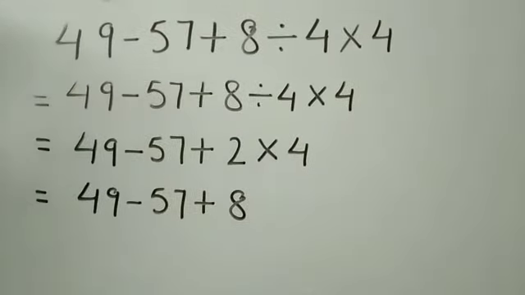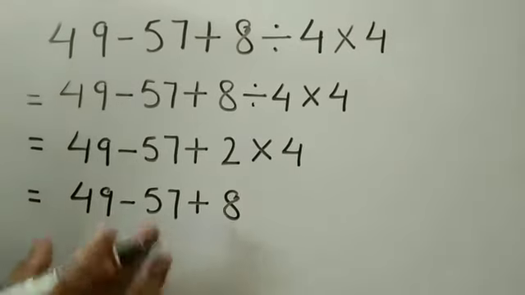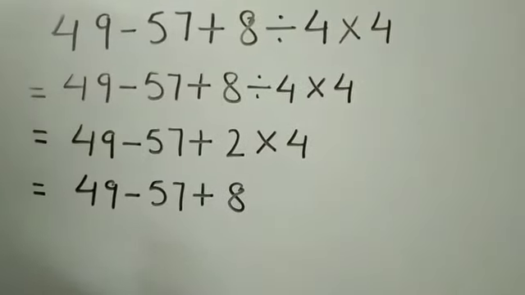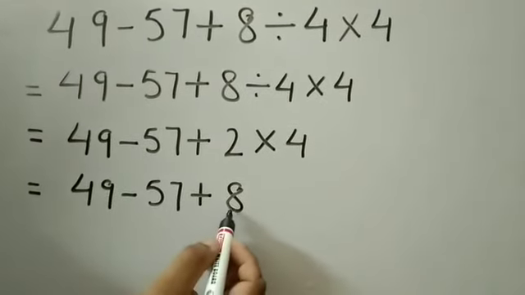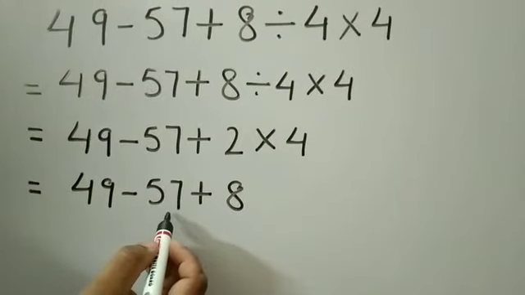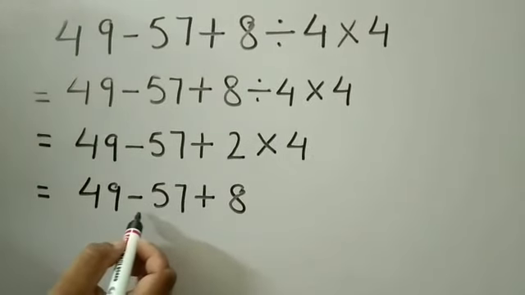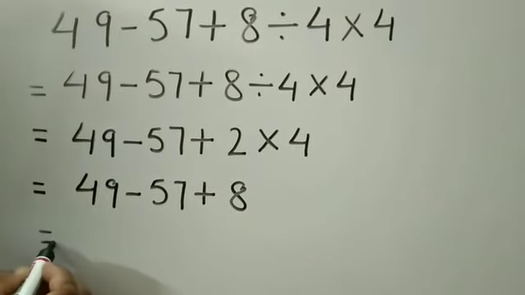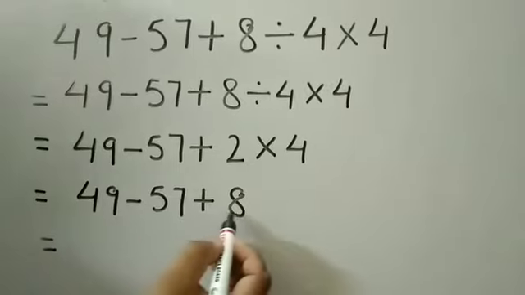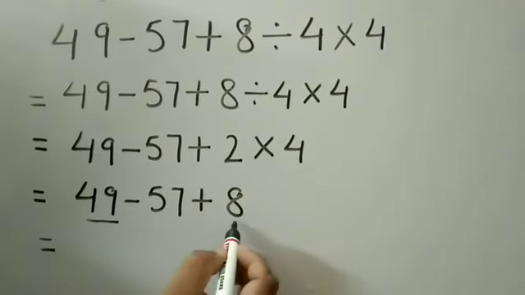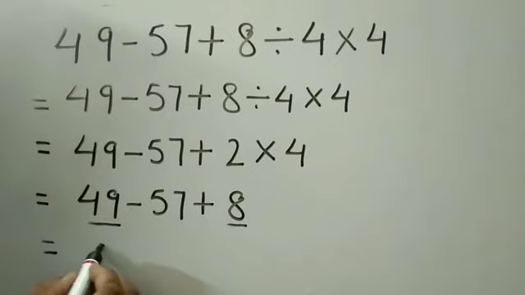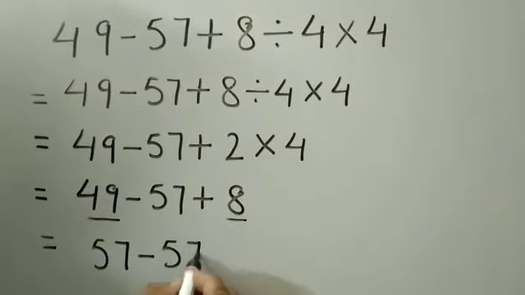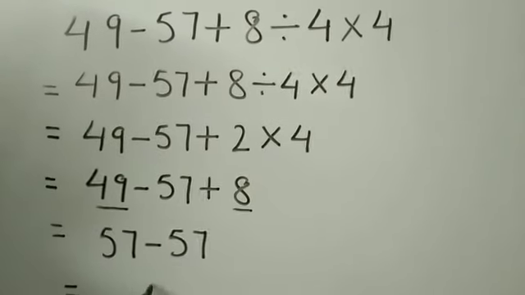Now look at this step very carefully. What do we have to do? According to the rule, we have to do addition. But in this step, you cannot add 8 to 57 because before 57 there is a minus sign. Now what do you have to do? You have to add 49 and 8. It becomes 57 minus 57 and the answer is 0.